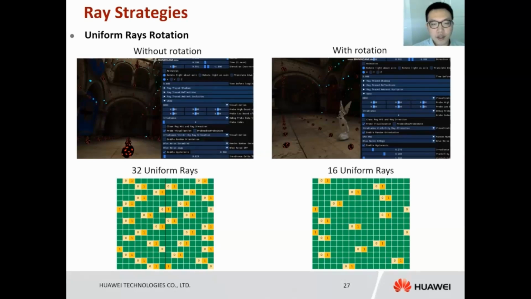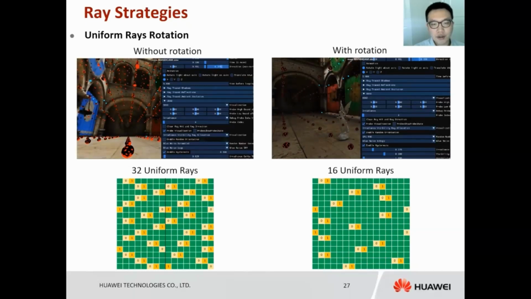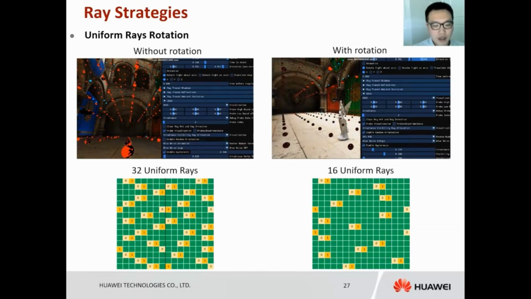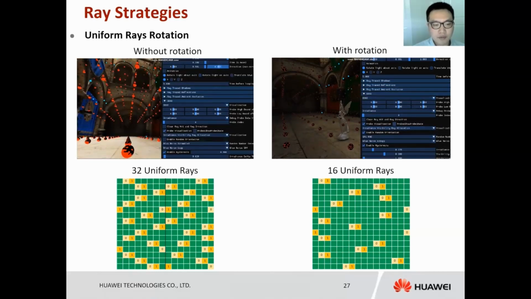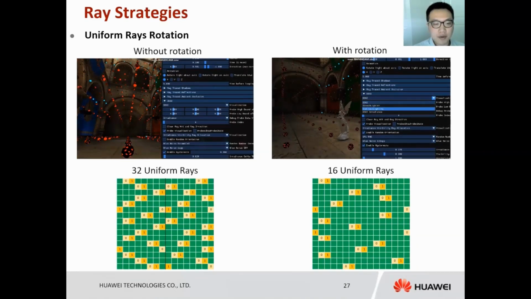And for the uniform ray rotation, these two test cases show what happens when we use it without the rotation when there's a scene change, versus what happens with the rotation. Without the rotation, we see that after scene changes, there's a light leakage in this area. But with the rotation, our approach is able to converge the GI during these scene changes. And the way we implement this rotation is by shifting the ray allocation one texel to the right every frame and wrapping around.